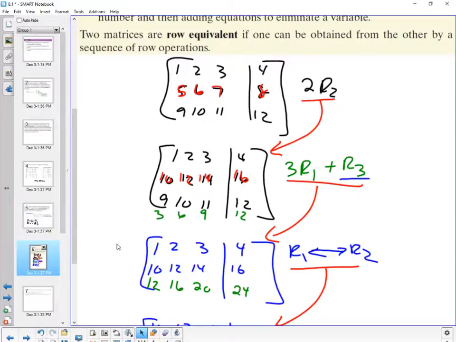Now, if you are visual, you can already imagine these being the equations of a system. I'm really just reordering the equations. Put one on top, put one in the middle. You can do that, okay?